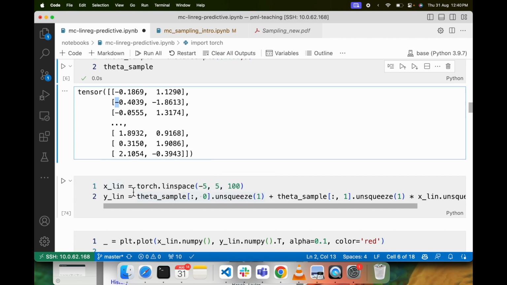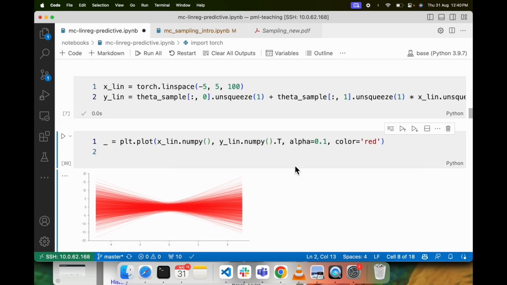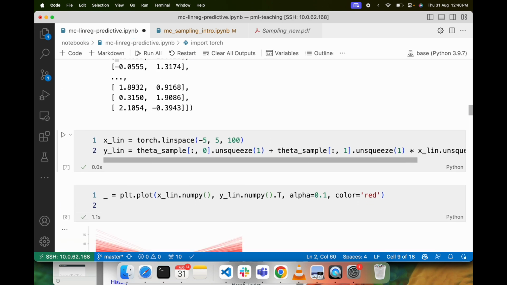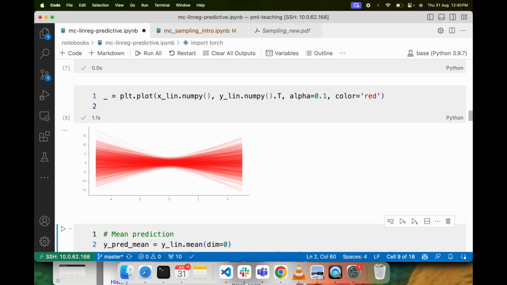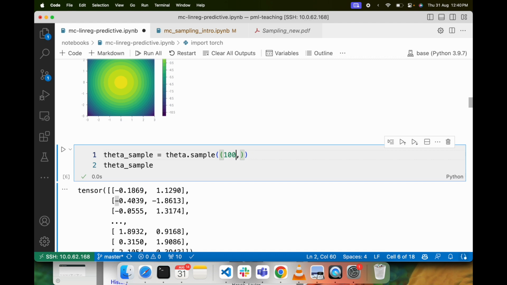I am considering this linearly spaced data from minus 5 to 5, and corresponding to each of the samples that I have generated from this multivariate distribution, which is my prior, I do theta naught plus theta 1 into x. Right. If I do this and I just plot the different y versus x plots, each of them is a line, right? If this is not clear, let's view it for a smaller number of samples.